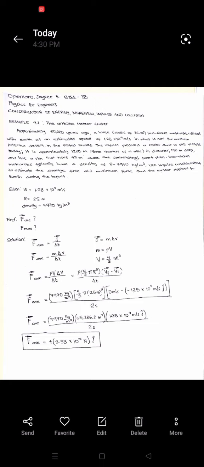The average force during the impact is related to the impulse by average force equals impulse over time.